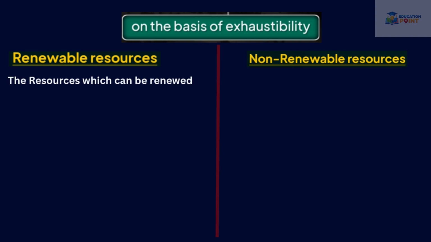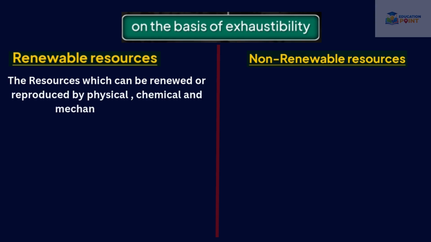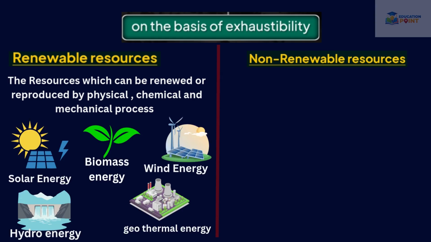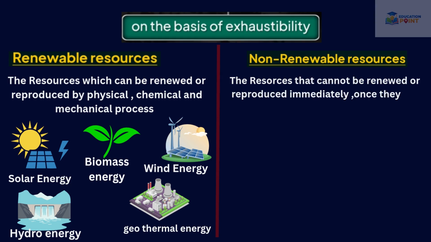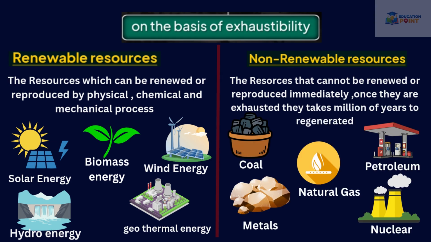Resources which can be renewed or reproduced by physical, chemical, and mechanical processes are called renewable resources, like geothermal energy, solar energy, wind energy, biomass energy, hydro energy. Non-renewable resources are those resources that cannot be renewed or reproduced immediately. Once they are exhausted, they take millions of years to regenerate, like coal, natural gas, petroleum, metals.